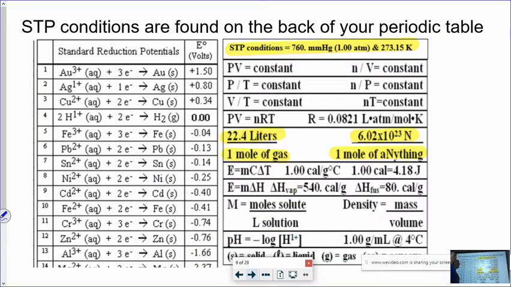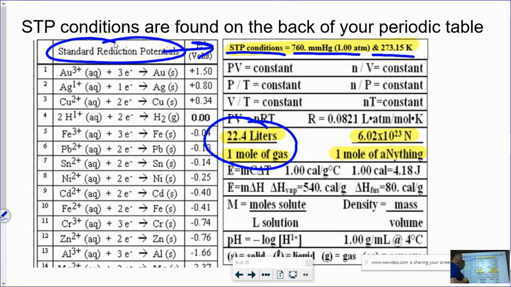So on the back of your periodic table, this was our last unit, the standard reduction potentials, and right next to it, it says standard temperature pressure conditions, STP conditions. It tells us the pressures and it tells us the temperature, so that's right there for us. It also gives us the number 22.4 liters is 1 mole of gas, and just in case you forgot it, 6.02 times 10 to the 23rd of anything is 1 mole of whatever that anything is. So those are some things that we'll be using as we're going along.